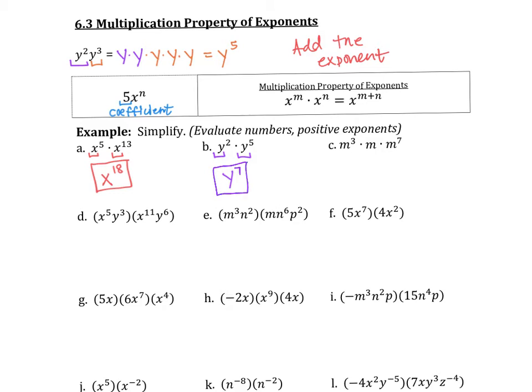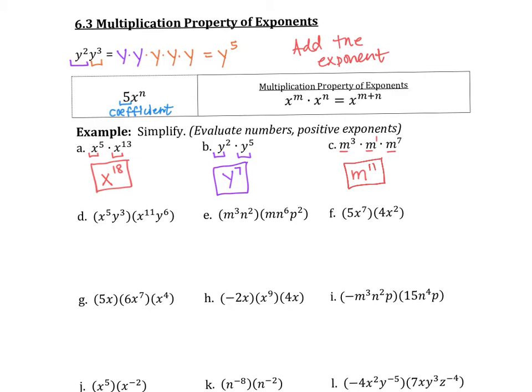For C, m to the third times m times m to the seventh. So again, they all have the same base, so I can use the multiplication property of exponents. Okay, my first exponent is 3. Then I have this one here. There's an m here, but there's no exponent. Because there's no exponent, I can put a 1 here because there is a 1m there. So it's really m to the 1. So I'm really doing 3 plus 1 plus 7. So 3 plus 1 is 4. 4 plus 7 is 11.